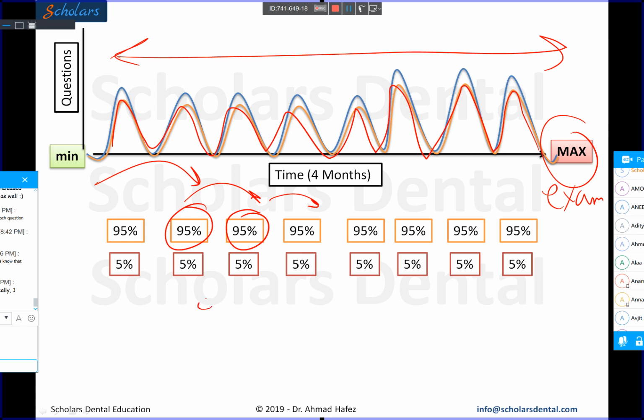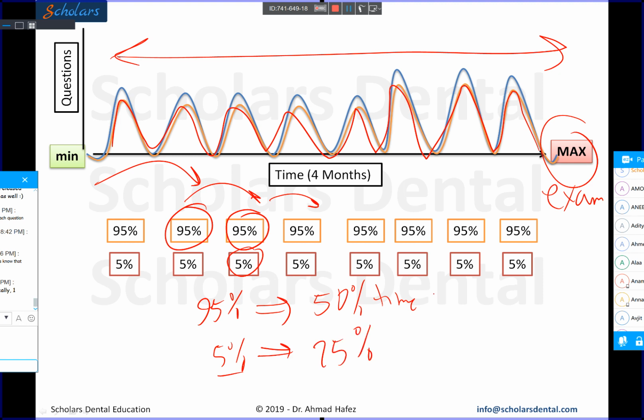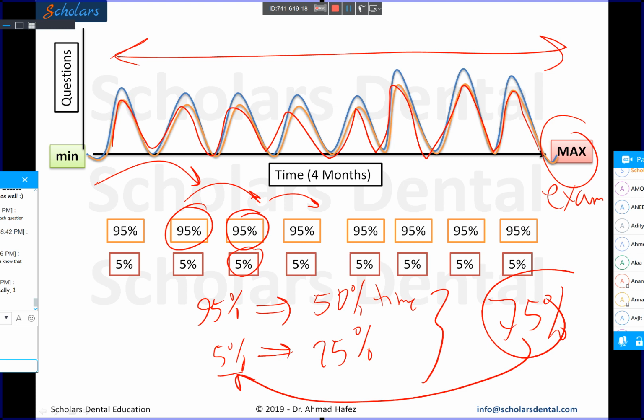Let me give you another example. Completing the 95%, let's say, requires 50% time effort. But if you want to get that extra 5%, imagine the extra 5% requires 25%. So is it worth making your effort 75% to get that extra 5? It's not a smart investment. Do you see my point? Instead, why don't you do this twice and use 100% of your time on the 95%? It's not worth wasting time on that 5%.